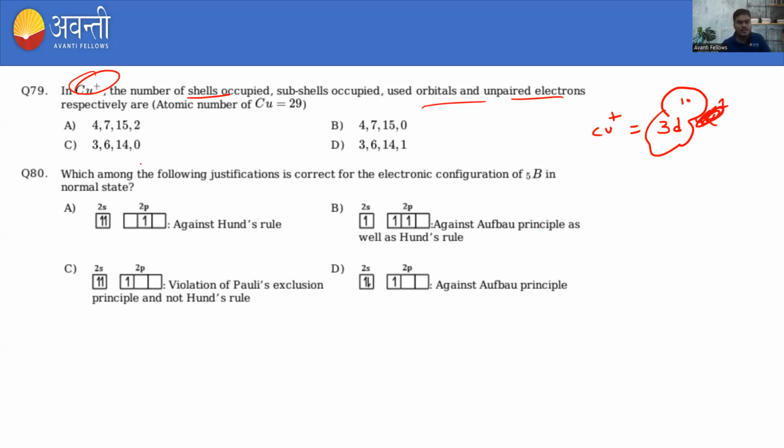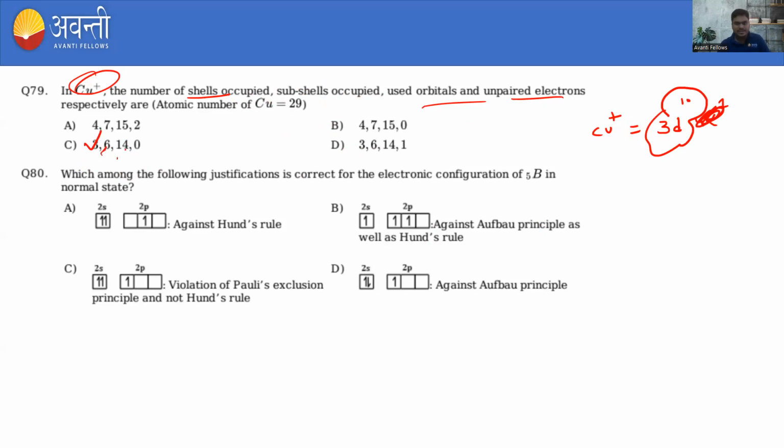They are asking about copper plus, the shells occupied. So the third shell is occupied basically. So these all have 4, 4, 4. This also 3. Now the next is used orbital. So this is the shell occupied, then subshell occupied. So subshell occupied is equal to 6.